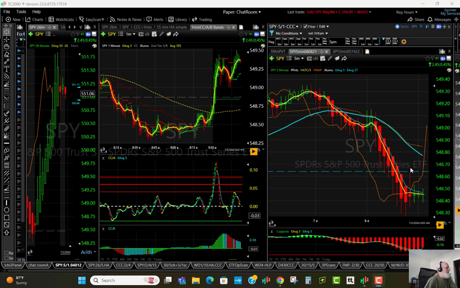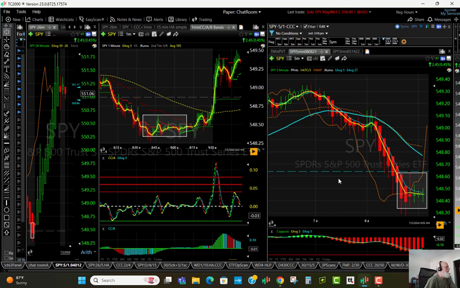pre-market. And just to set you straight here, we're looking at a 26-minute chart on the far left, a 1 minute in the middle, and a 5 minute over here on the right. Okay, and I'm going to draw a box about the area in question, so you can see I've drawn it over here on the 5 minute chart, and it shows up over here on the 1 minute chart as well. And it shows up on the 26-minute chart down here in the far left bottom.